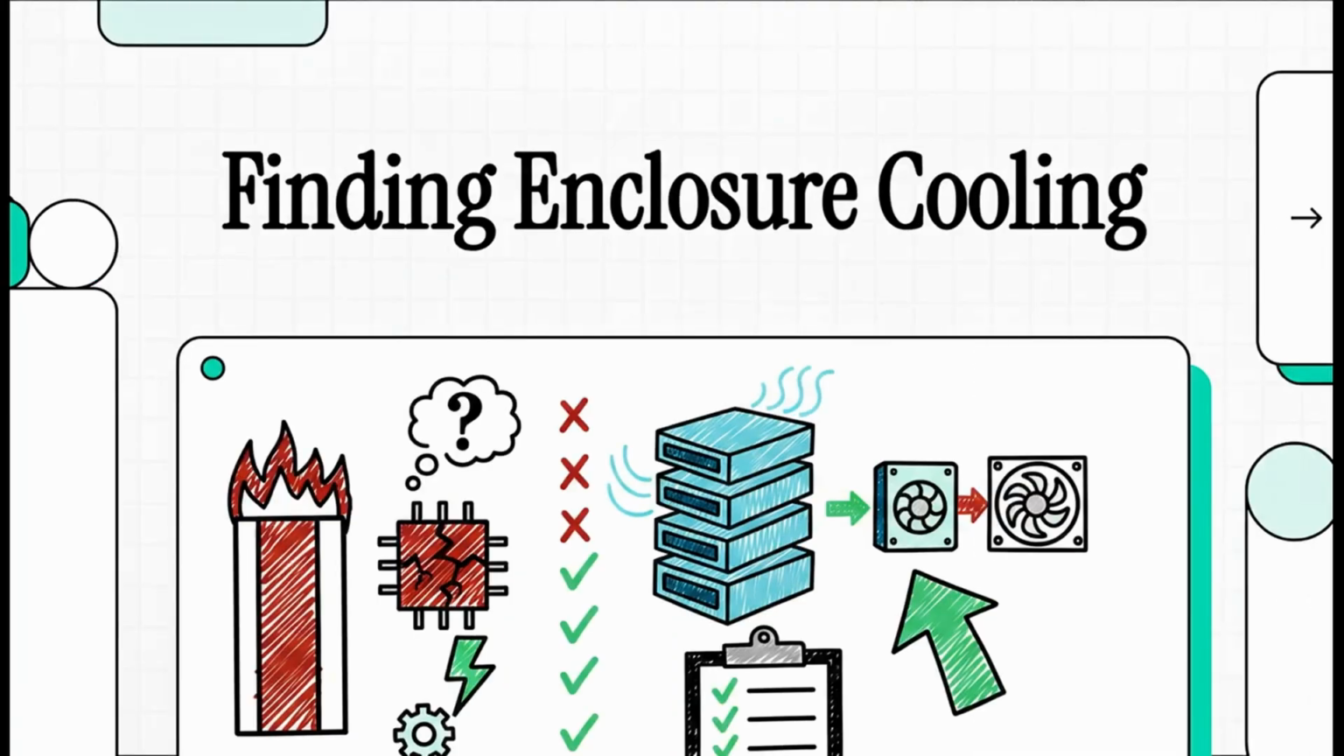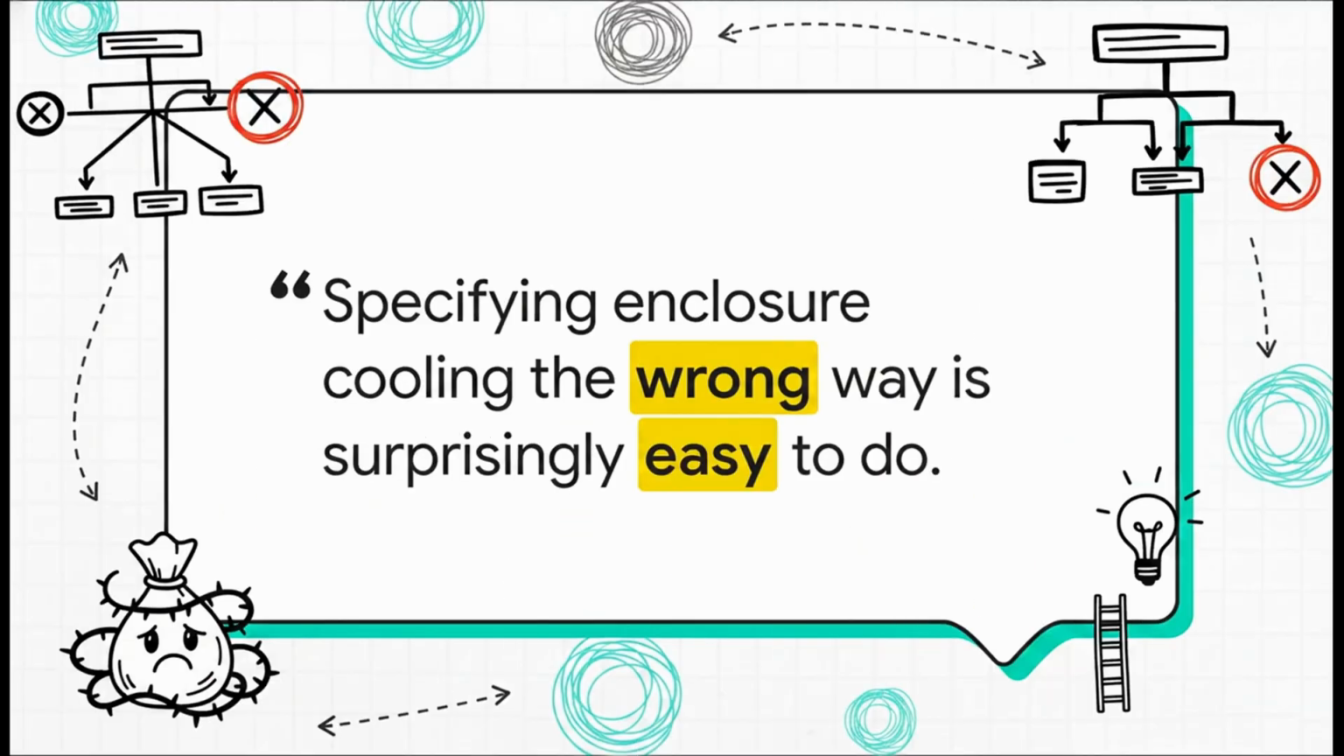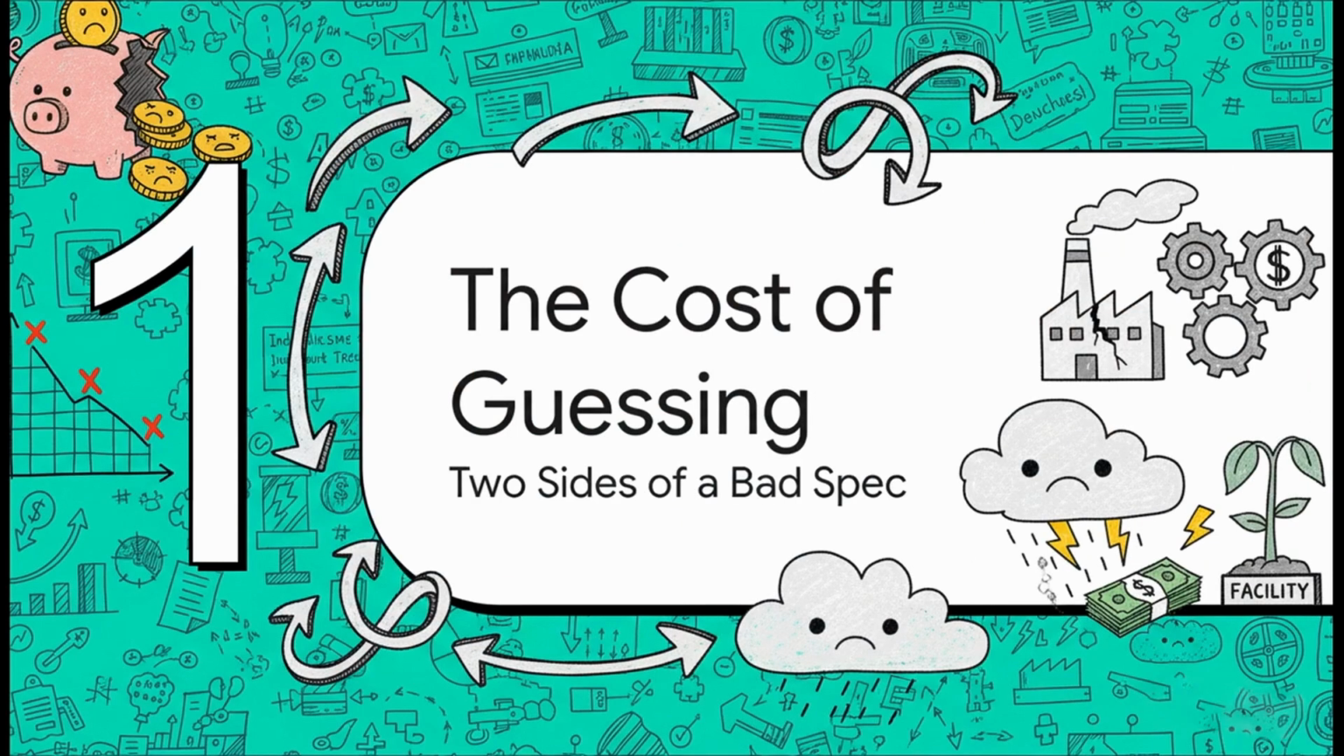In this explainer, we'll walk through how to move from guesswork to a more accurate, data-driven approach for selecting enclosure cooling. The challenge is not a lack of options. In many cases, the challenge is having too many options and not enough clarity on which one fits the application. Choosing incorrectly can become expensive very quickly. So, how do you avoid that?